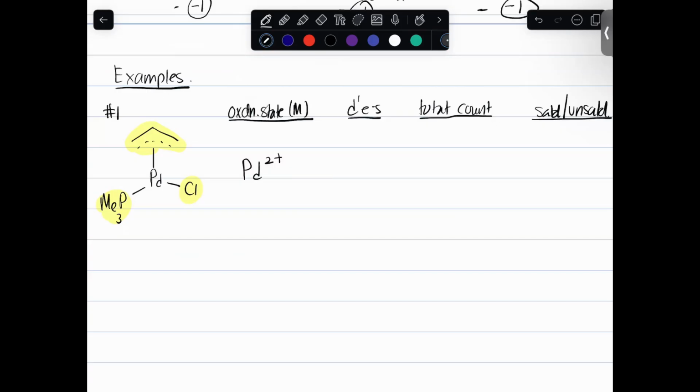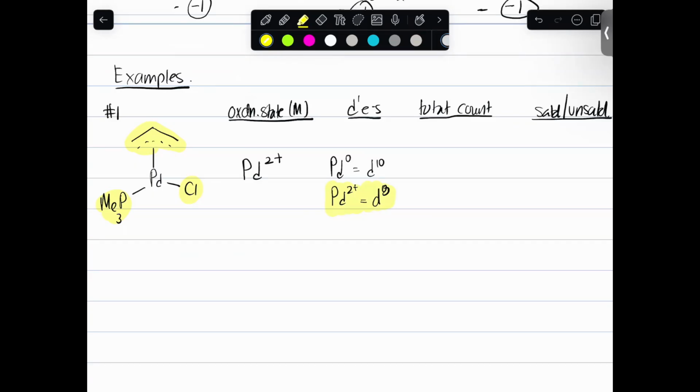How many d electrons do we have? Well, palladium alone, when it's 0 oxidation state, is d10 electrons. But when it's palladium 2+, there are d8 electrons. So in this complex, the palladium is coming with d8 electrons.